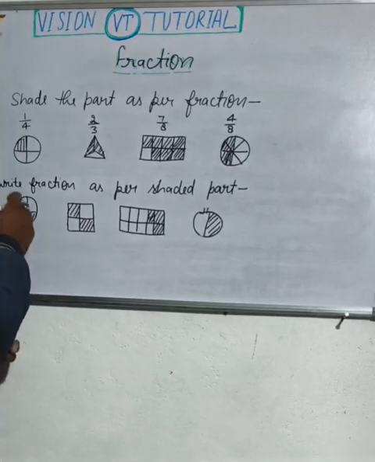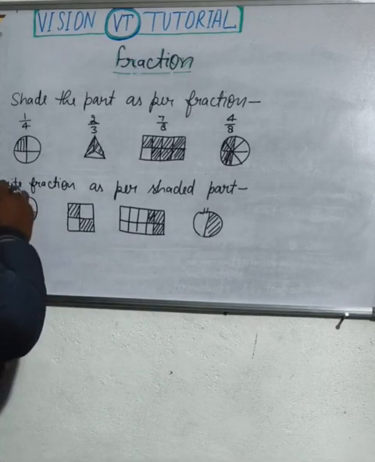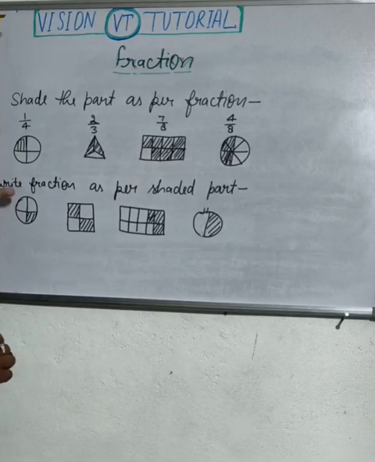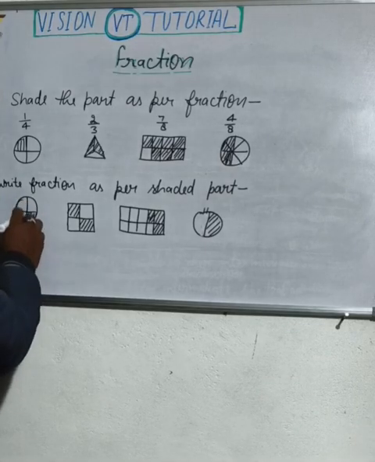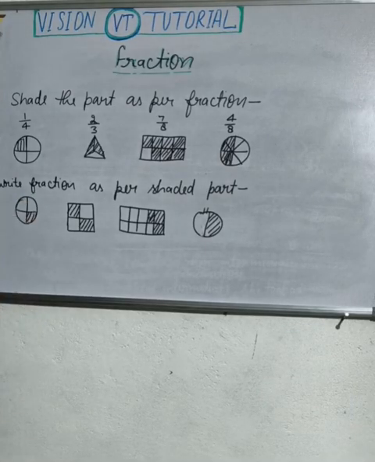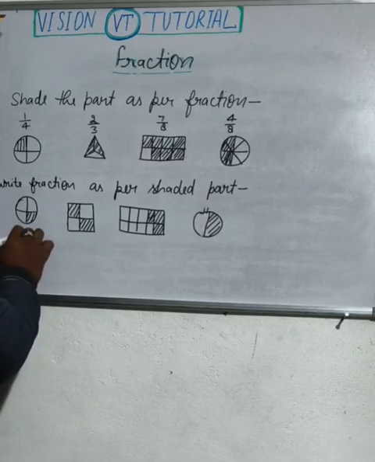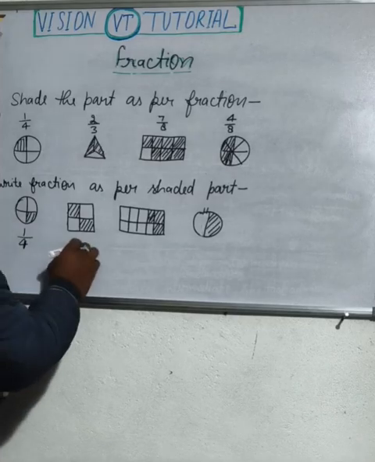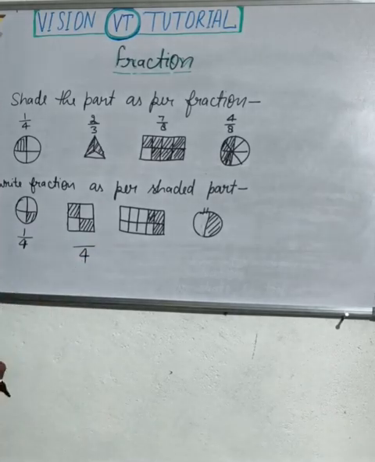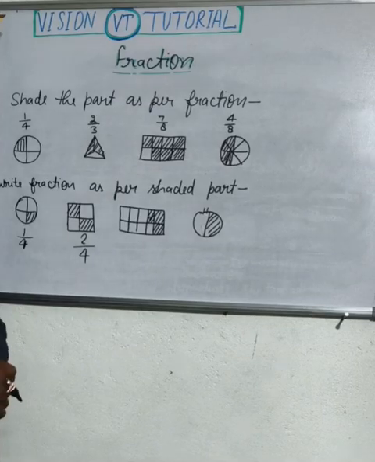Okay, and the next one, as per the shaded part, you have to write the fraction. So how many parts are there? Okay, very good. That is 4 parts. So out of 4, how many are shaded? 1. So your fraction will be 1 upon 4. And here how many parts are there? 4. How many are shaded? 2. So your fraction will be 2 upon 4.